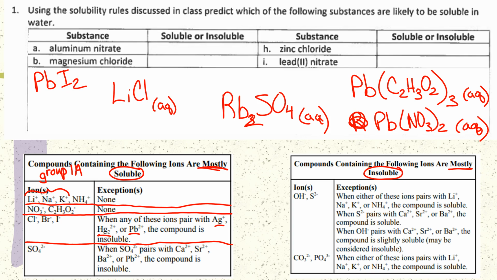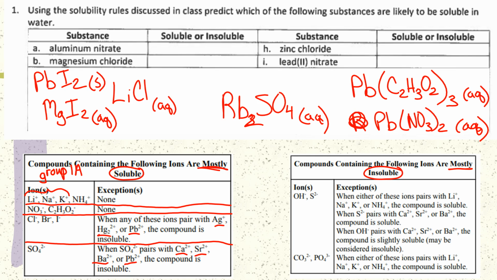so if I have PbI2, that's going to be solid because it's insoluble. Whereas magnesium iodide will be aqueous. All right. So notice how, because it contained lead, that makes the iodine insoluble. But if it has anything other than silver, lead, or mercury, it's soluble. And then the last grouping is sulfate. Sulfate is always soluble except when it's paired with calcium, strontium, barium, or lead.